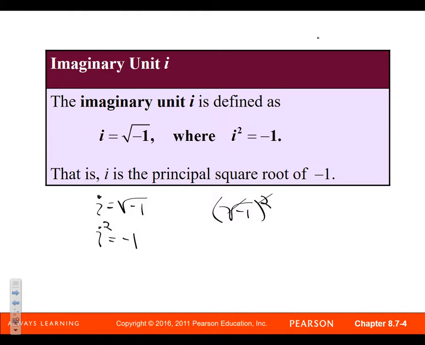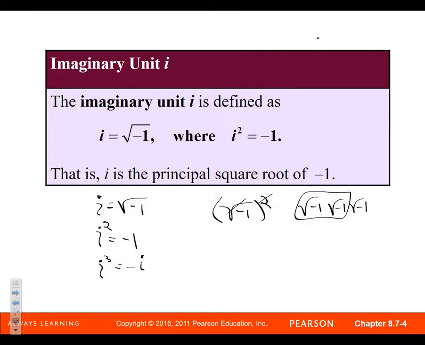Now, let's say you go i to the third. Well, you're taking the square root of -1 times the square root of -1 times the square root of -1, right? These two, you already know from the previous example, become -1, and then you have another square root of -1 left. So what we call this is just i. Does that make sense to everyone? Because two of them we know is -1, and then the leftover i, you can't do anything with it. You just need one i there.